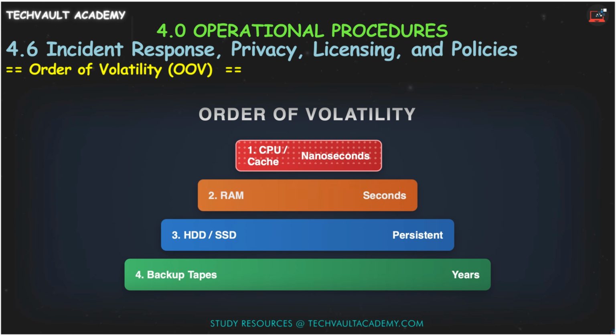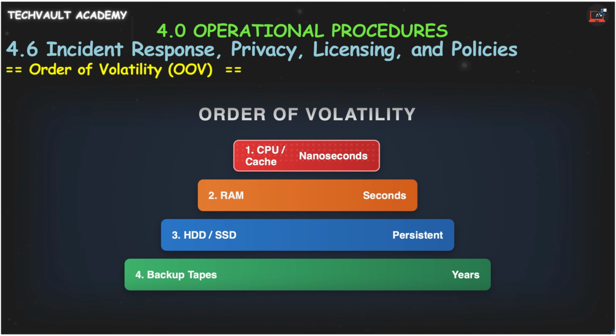Volatile data disappears quickly, like sand blowing off a castle. You must capture the most volatile data first, like CPU registers and cache, before moving to less volatile data, like the hard drive or backup tapes. And never just copy files. Make a bit-by-bit image of the entire drive using a write blocker to ensure you don't accidentally alter the evidence.